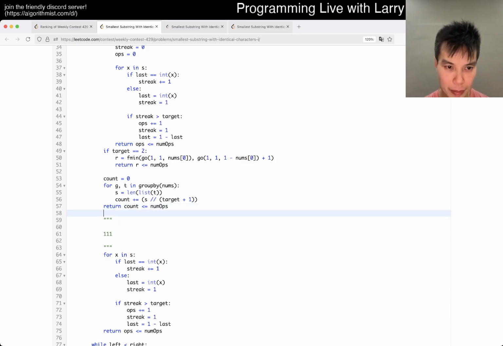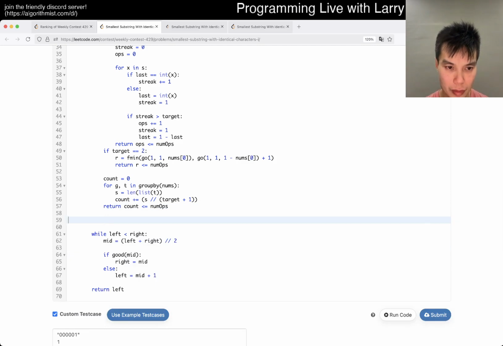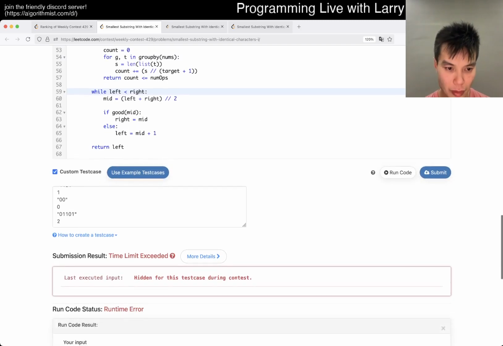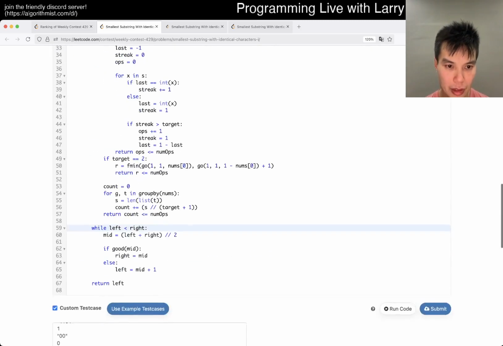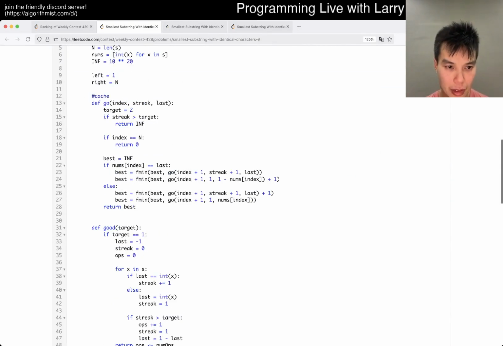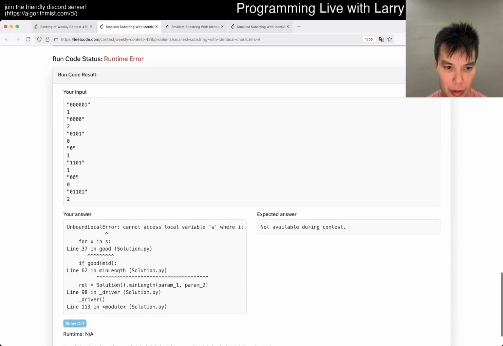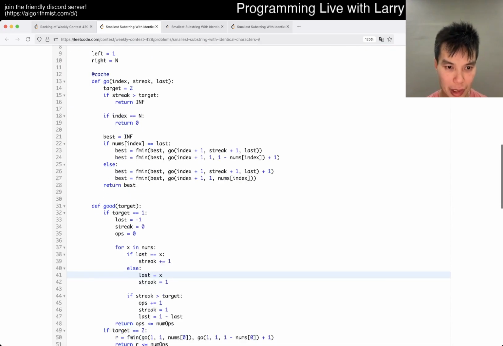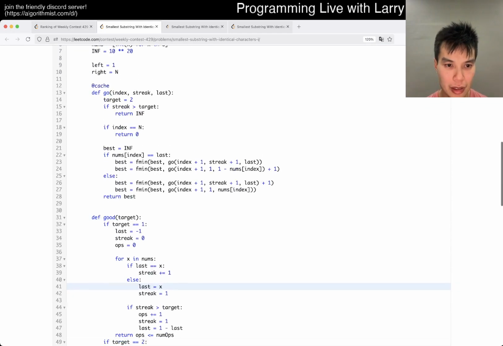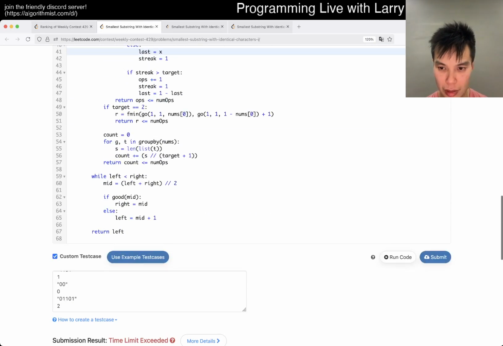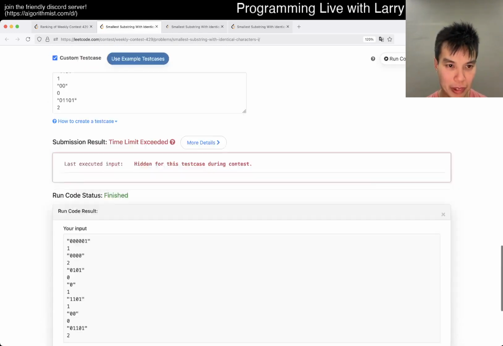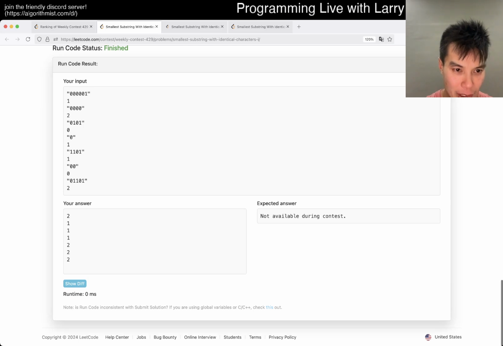Maybe something like this. For X and S, where is that? 937. And nums. Did I also shadow S? Maybe I shadow S. Okay. I don't remember the right answers for these anymore. This is 2, that's actually true. 0 is, that's true. This is 2. No, that one is wrong.